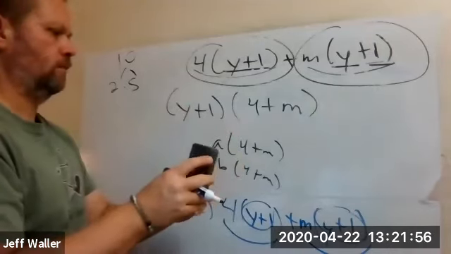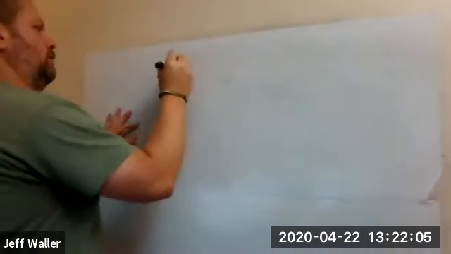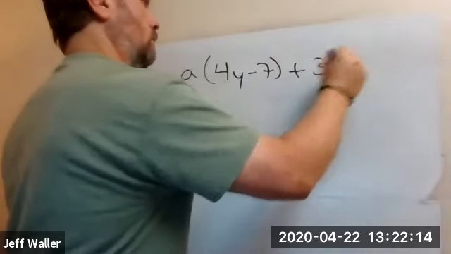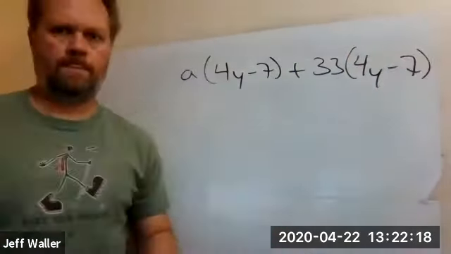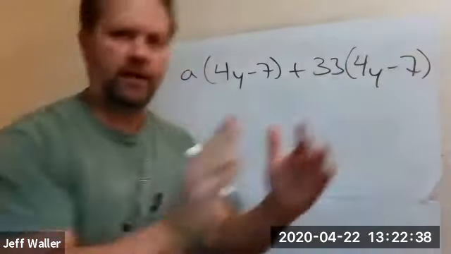Anyway, all right. Let's try one more of these kind. So what about this here? Let me ask you this first question. How many terms do you see up there? 2. Good. There are 2 terms. The first term has an a and a 4y minus 7. The second term has a 33 and a 4y minus 7.